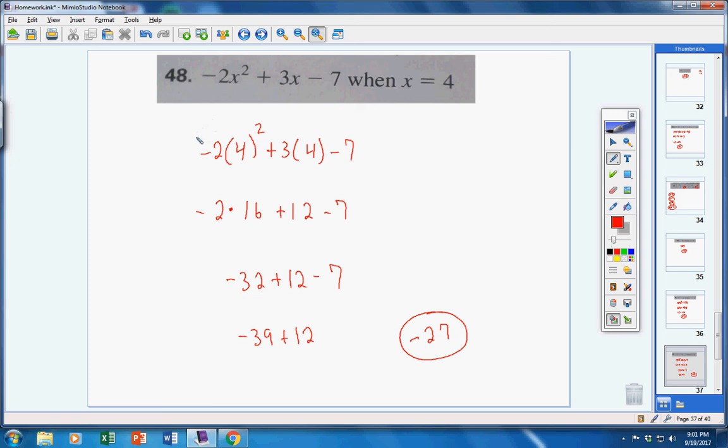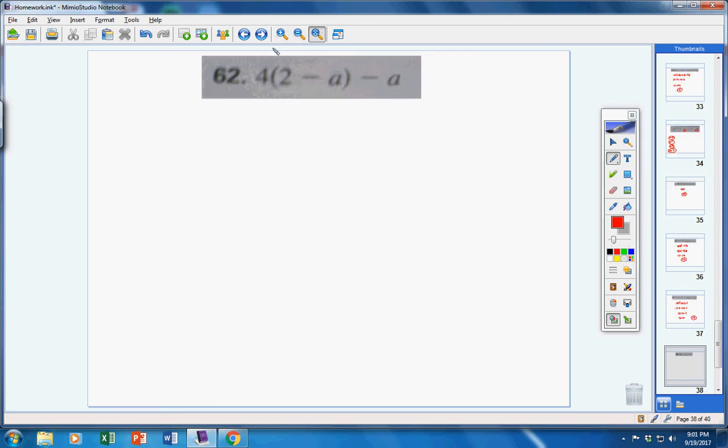Page 104, number 62. Alright, now we're going to simplify. First, take your 4 and multiply it through. Okay? 4 times 2 is 8. A positive times a negative is negative. And 4 times a is 4a. Now, if there would have been parentheses around the negative a, then you would multiply it through the parentheses also. Okay, but there's not. So we simply bring down our negative a.